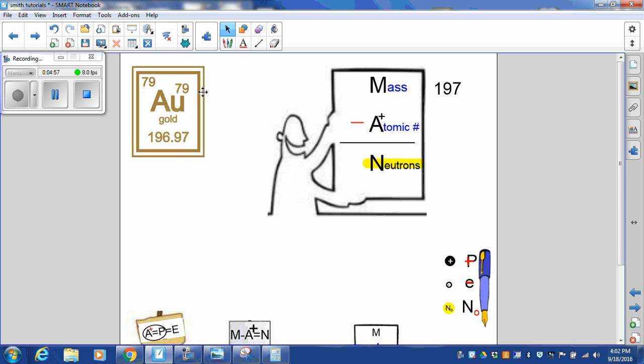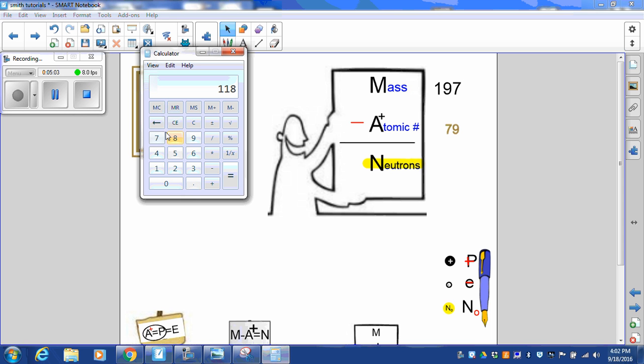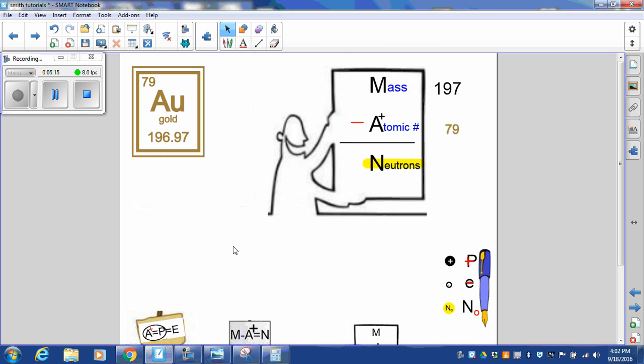79 is the atomic number, or the number of protons. I'm going to use a calculator for fun. Now, when I subtract the two, 197 minus the atomic number 79 equals 118. Gold has 118 neutrons. It works that way every time.